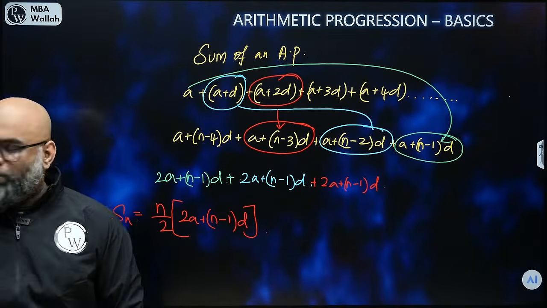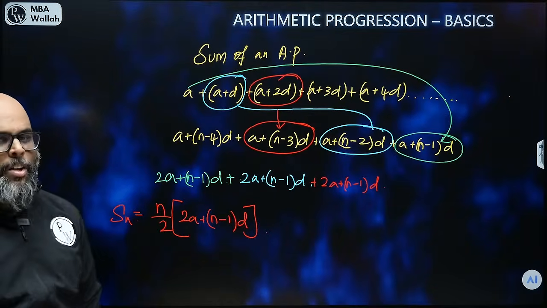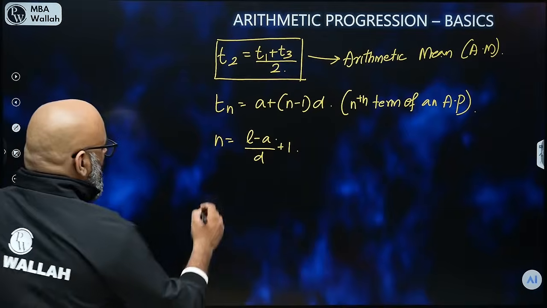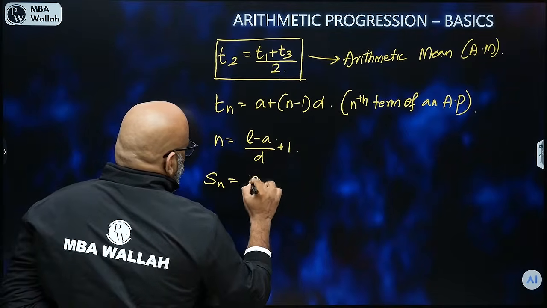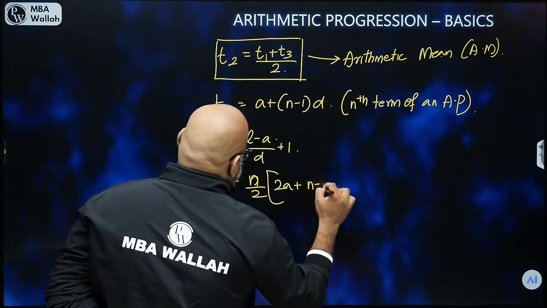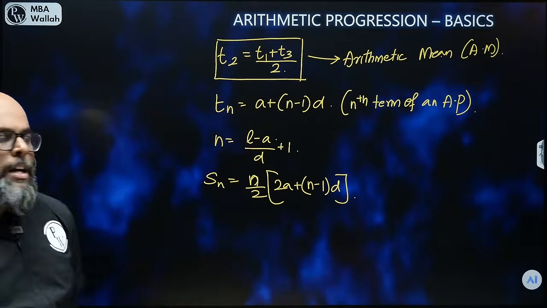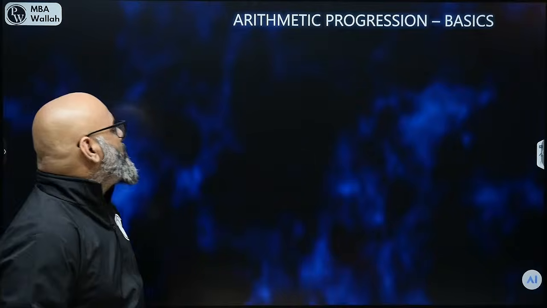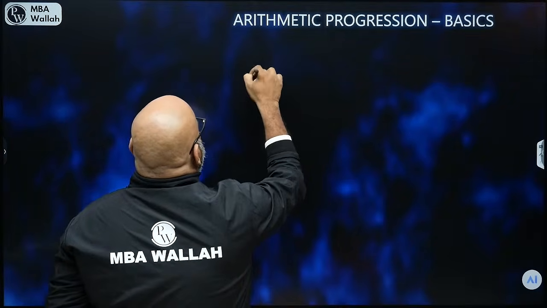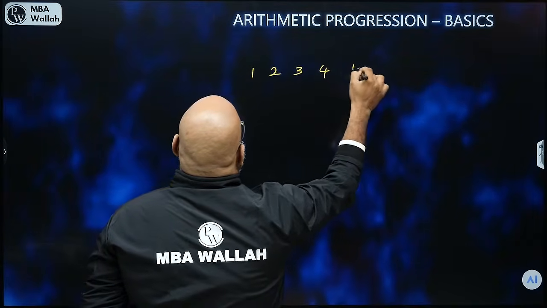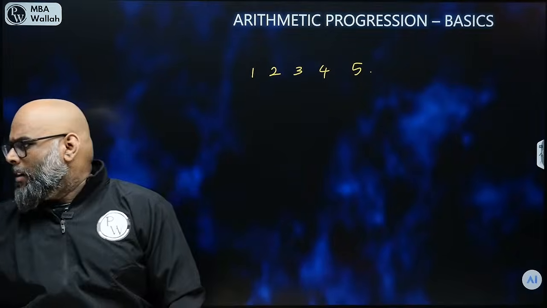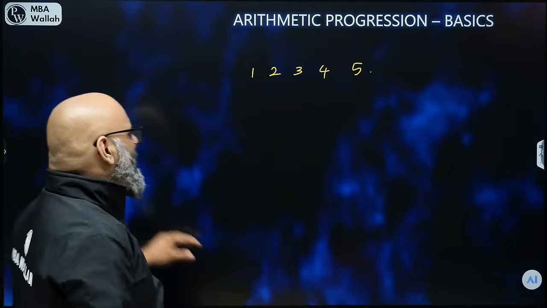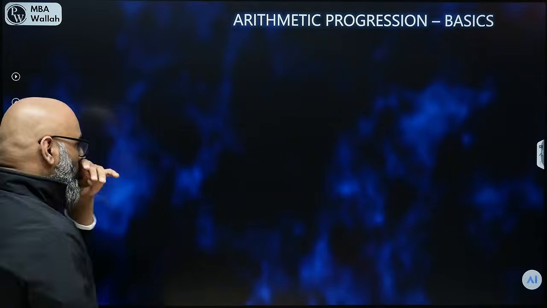Brilliant. The other way of thinking about this is two ideas that go in parallel. So I'm going to add this formula over here. Sn is equal to n by 2 into 2a plus n minus 1 into d. The other way of understanding this concept is a beautiful thing about an arithmetic progression. If I write 1, 2, 3, 4, 5, which happens to be an AP, what will be the sum of the series? We'll simply add 1 plus 2 plus 3 plus 4 plus 5, right? This one's easy. You won't break a sweat here.